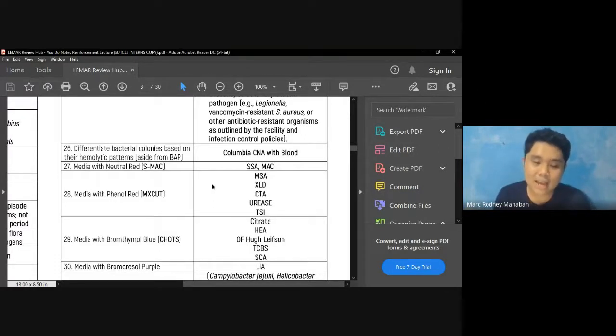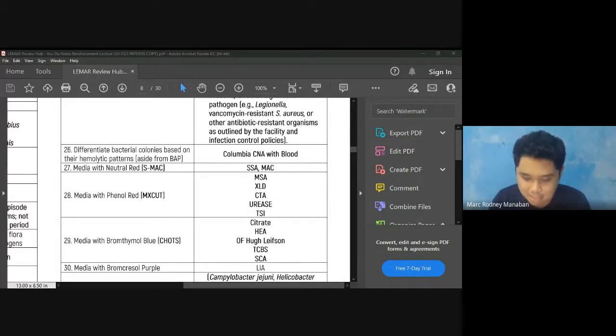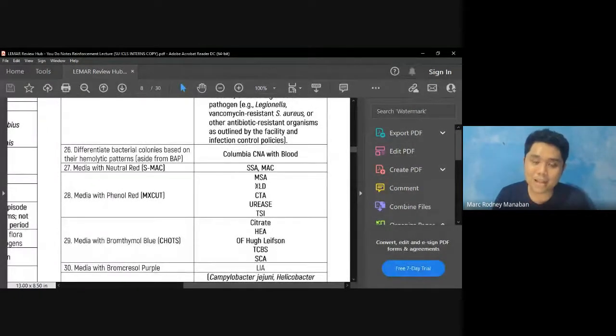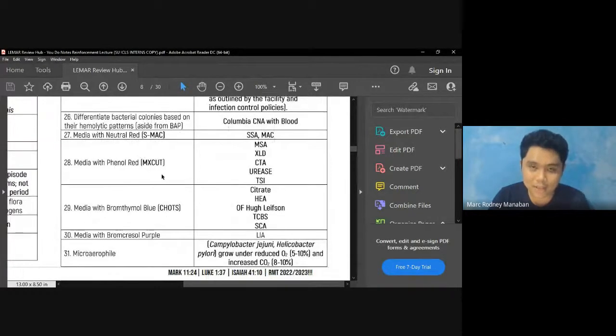Which media have neutral red? You have the mnemonic SMAC. So, do not be confused. SMAC is SS, Salmonella shigella agar, and MacConkey agar. They have neutral red as the pH indicator. Next, you have phenol red. Which culture media have phenol red? You have MIXED CUT. Your MIXED CUT means MSA, mannitol salt agar, XLD, xylose lysine deoxycholate, CTA, cystine tryptic soy agar, urease agar, and your TSI, triple sugar iron. Alright, so those are the culture media with phenol red.